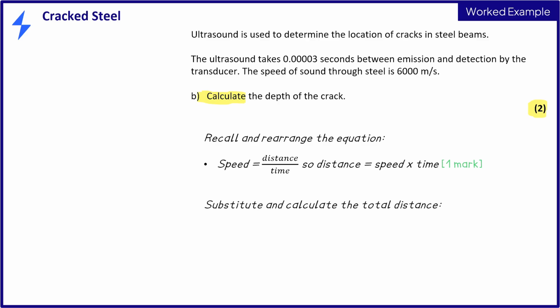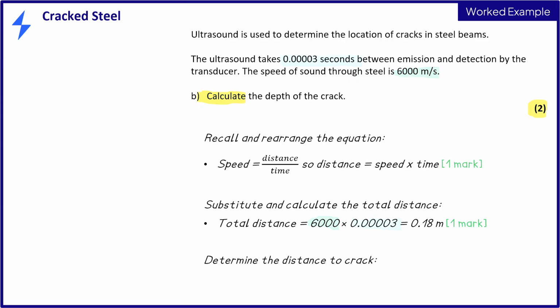Substitute and calculate the total distance. The total distance is equal to 6,000 times 0.00003, which is equal to 0.18 meters for 1 mark. Determine the distance to the crack. The distance to the crack is equal to half the total distance. Distance is equal to a half times 0.18, which is equal to 0.09 meters for 1 mark.